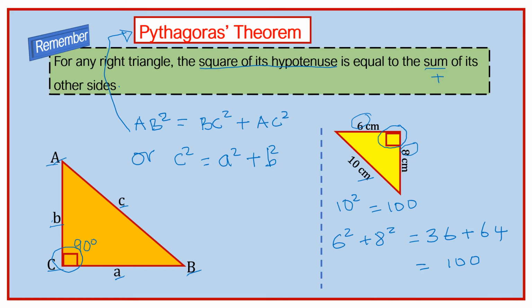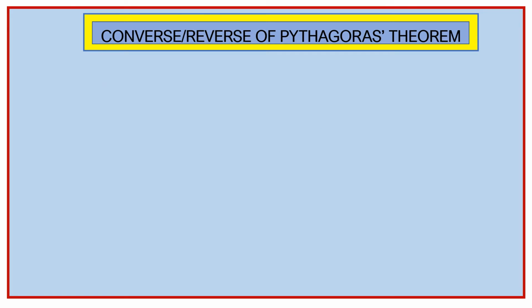So you see that once you have the hypotenuse squared, it is the same as when you have the square of other sides, 6 squared plus 8 squared. So that is the Pythagoras' theorem. We already know about this. So students, today let us look at the converse or reverse of Pythagoras' theorem.